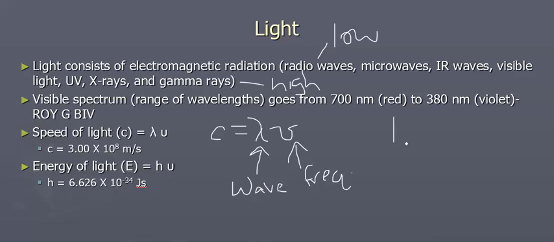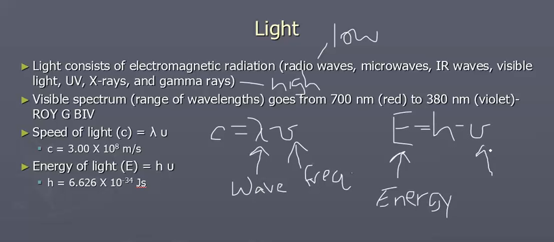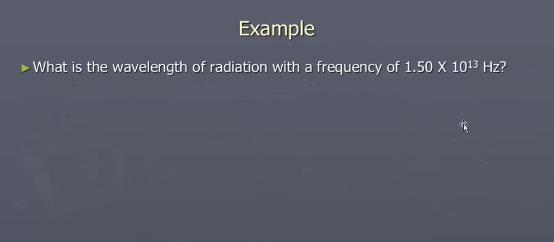And the second equation we're going to use relates energy, which is the E, to frequency again. So frequency is in both equations. And h is a constant. h is Planck's constant, but it is always 6.626 times 10 to the negative 34th joules times seconds. Those are the two equations we're going to use, and these relate wavelength to frequency to energy of light. So let me go through a couple examples.